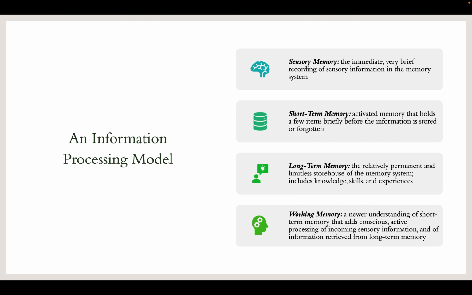If you look on page 191, there is a figure 7.1, which is a modified 3-stage processing model of memory, and it shows us very clearly the path that memories can take.